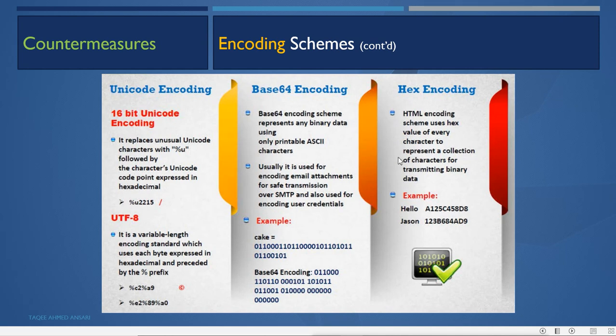Then hex encoding. HTML encoding schemes use the hex value of every character to represent a collection of characters for transmitting binary data. For example, if you write hello, it will convert this into the hexadecimal code of that word. JSON will convert it into this word. That is hex encoding.